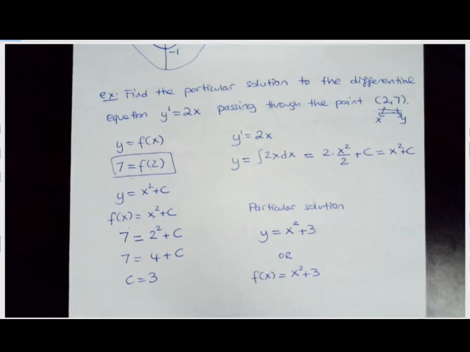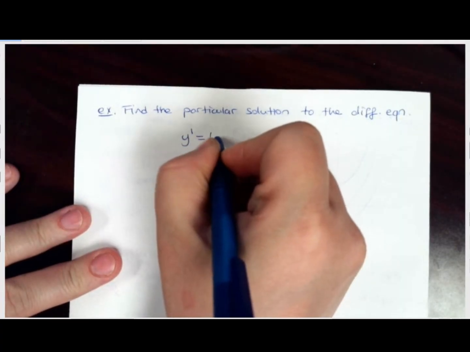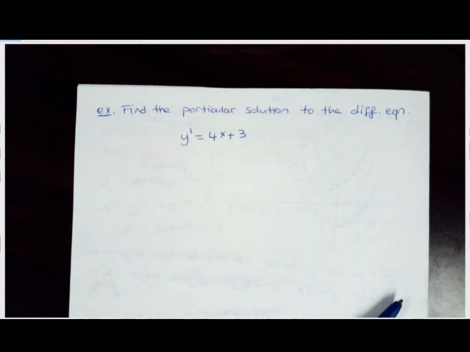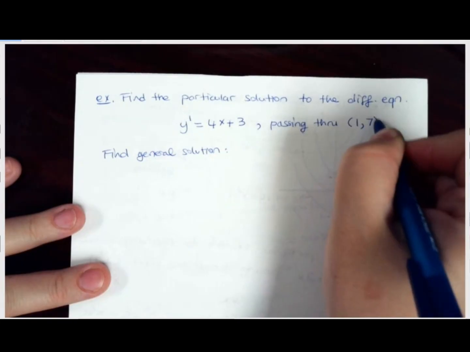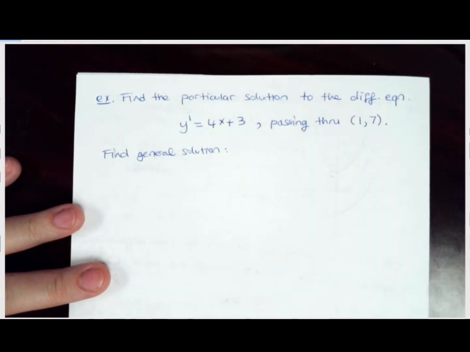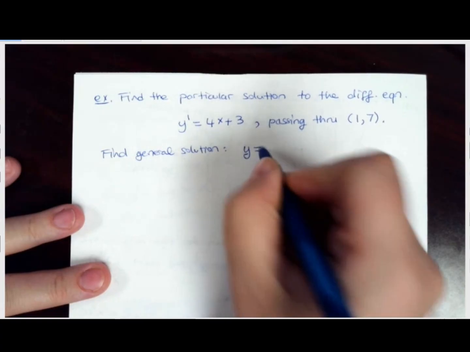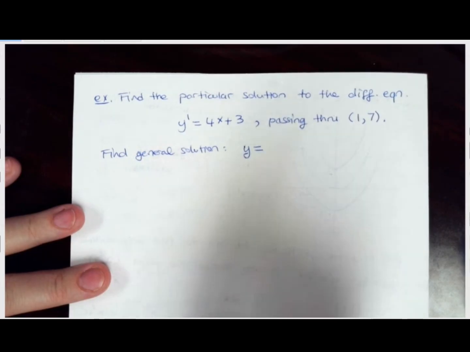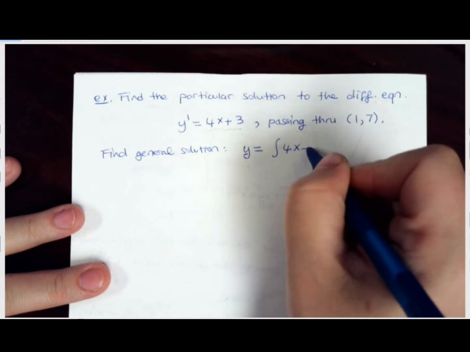Let's find the particular solution to the differential equation where y prime, the derivative of the function, equals 4x plus 3, passing through the point (1, 7). We can first find the general solution to this equation. How can we find the general solution? If the derivative of the function is 4x plus 3, what would be the function? It's going to be the antiderivative of 4x plus 3.